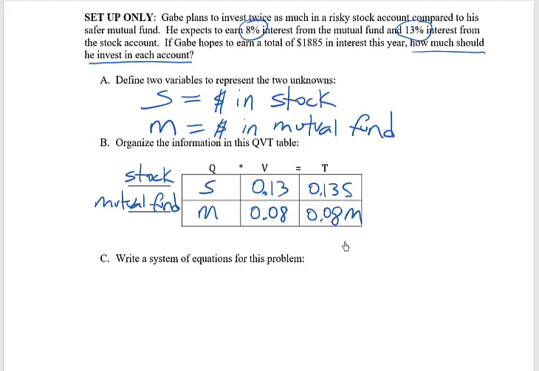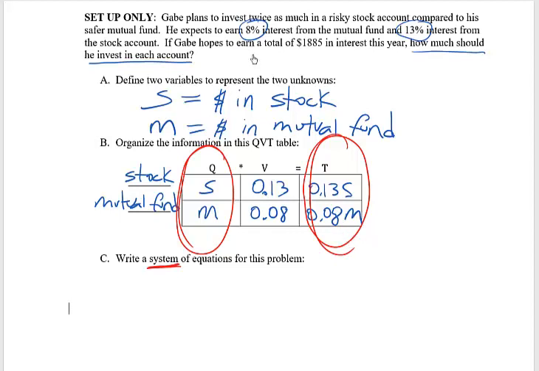Again, I need a system. I need two equations since I have two things I don't know. I'm figuring that one of the equations is going to have to do with this column. It's going to be a quantity equation, and the other equation is going to have to do with this column. It's going to have something to do with the total interest.